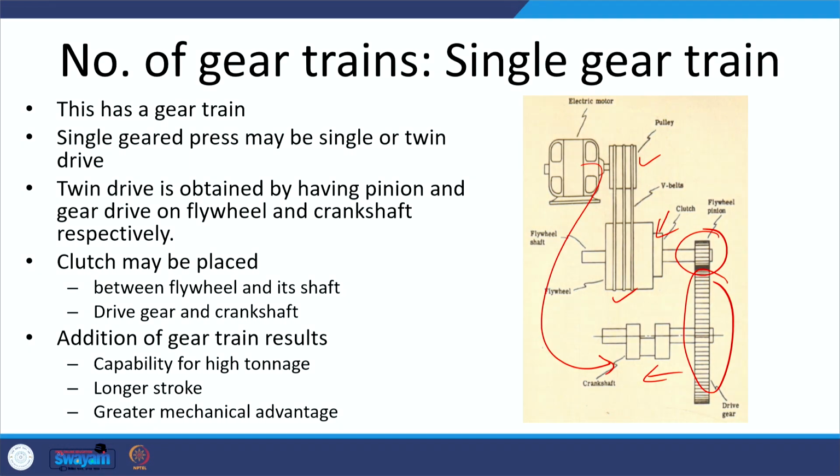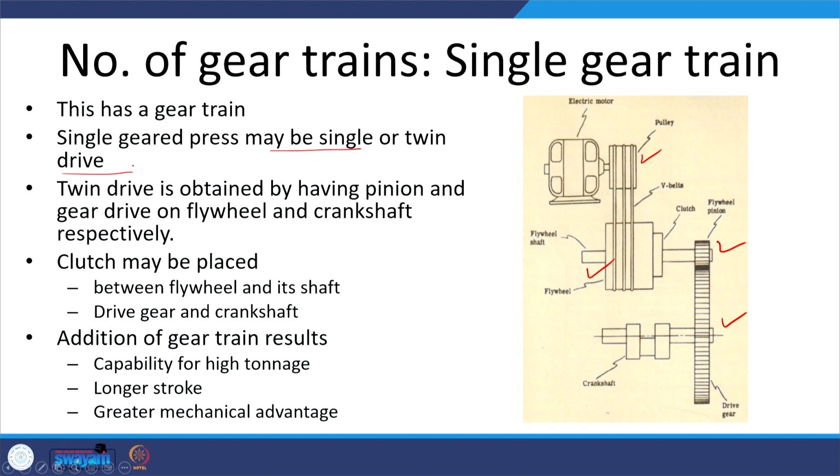In this arrangement, we see there is a single gear train, pinion and gear, but additionally we have the advantage of the pulley, V belt and the flywheel arrangement. So, a single geared press may be single or twin drive, meaning the power is delivered from just one end or both the ends.